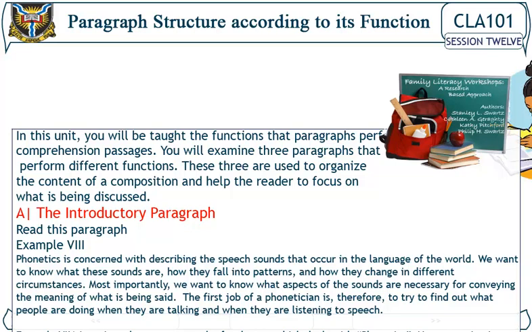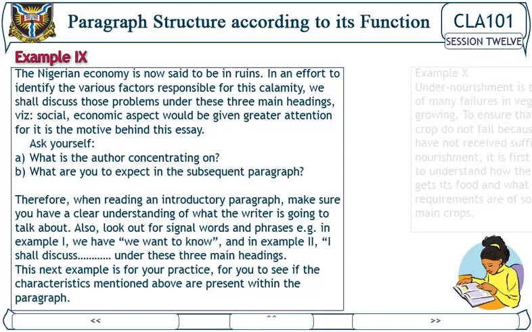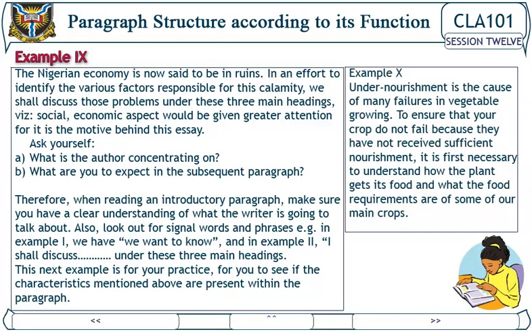Example 9. The Nigerian economy is now said to be in ruins. In an effort to identify the various factors responsible for this calamity, we shall discuss those problems under these three main headings, viz., social, economic aspects would be given greater attention, for it is the motive behind this essay.